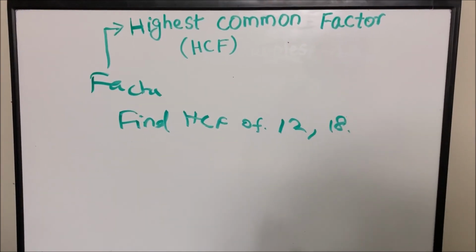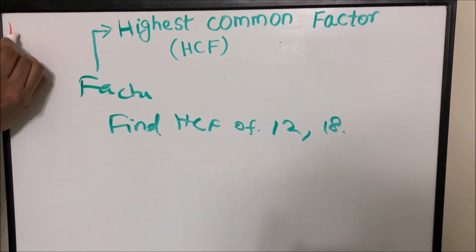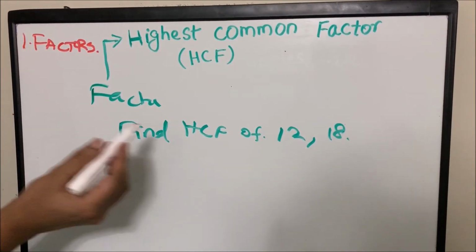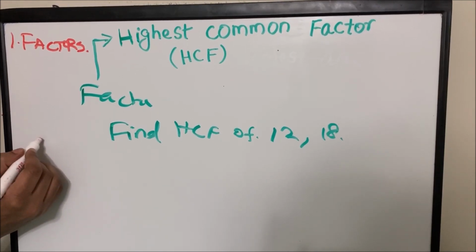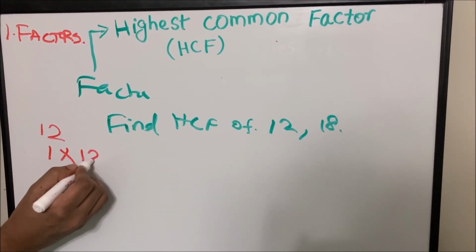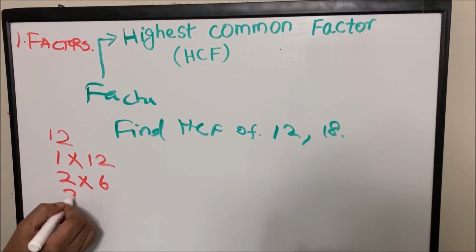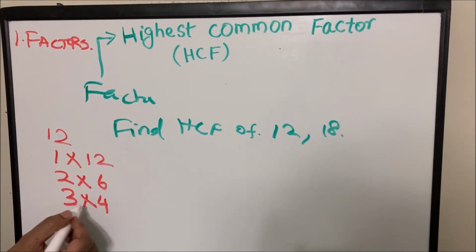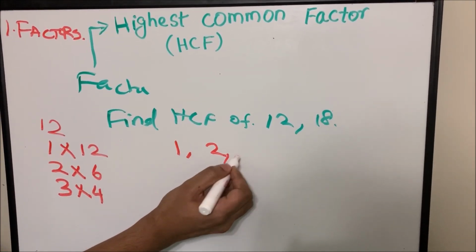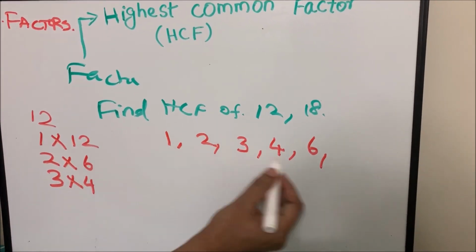To find HCF, first we have to find the factors of 12 and 18. Factors of 12: 1 into 12, 2 into 6, 3 into 4. So the factors of 12 are 1, 2, 3, 4, 6 and 12 itself.